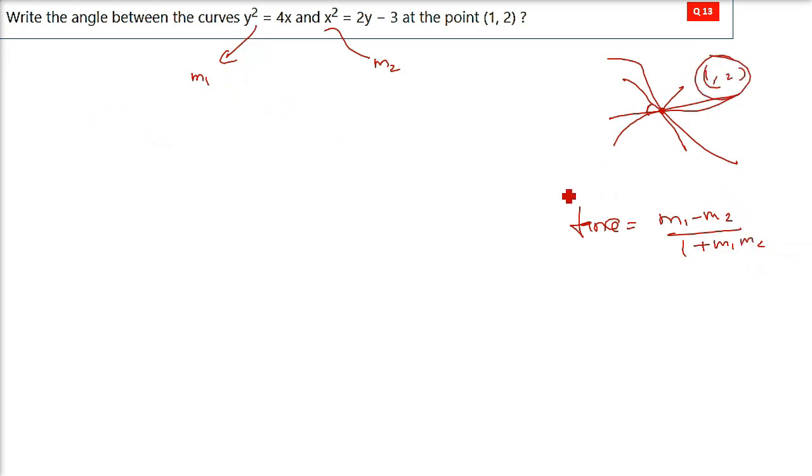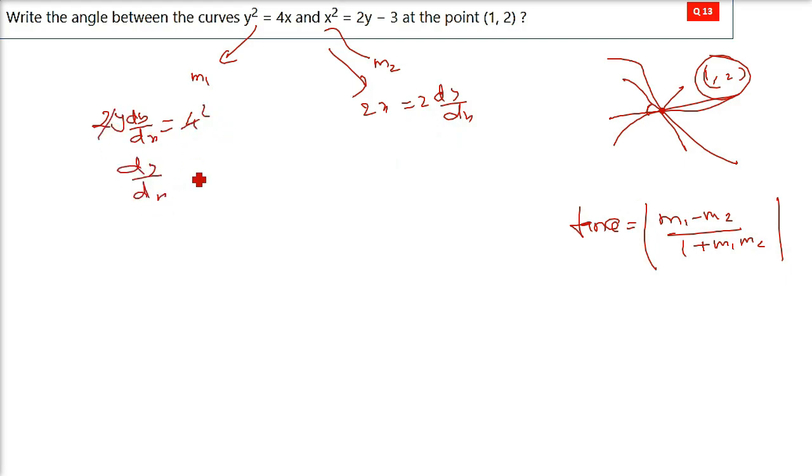You just have to differentiate it. After differentiating, you already have the values 1 and 2, and that is x and y. So differentiate it now. I'm differentiating the first equation. 2y dy by dx is going to be equal to 4. The second one is 2x equals 2 dy by dx. The first one will give you dy by dx as 4 over 2y, it's going to be 2 by y. The second one, dy by dx, is going to be equal to, 2 gets cancelled.